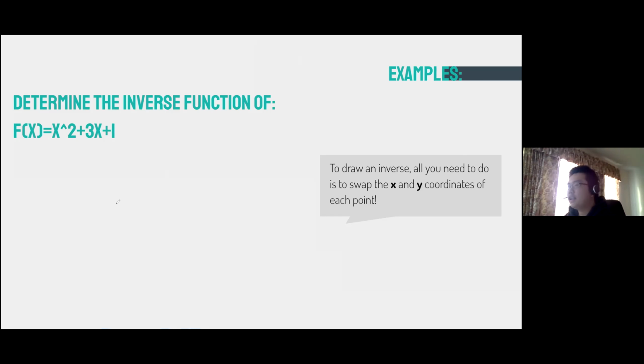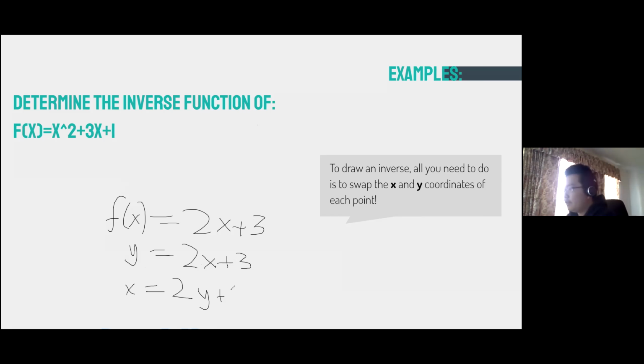Let's say f(x) equals 2x plus 3. How do we find the inverse of this equation? We would take f(x) and write y equals 2x plus 3, because it's the same thing if you graph it. Then you swap the x and y coordinates, so x equals 2y plus 3. Then if we simplify, we have y equals (x minus 3) over 2. That's how you would do it for a simple one.